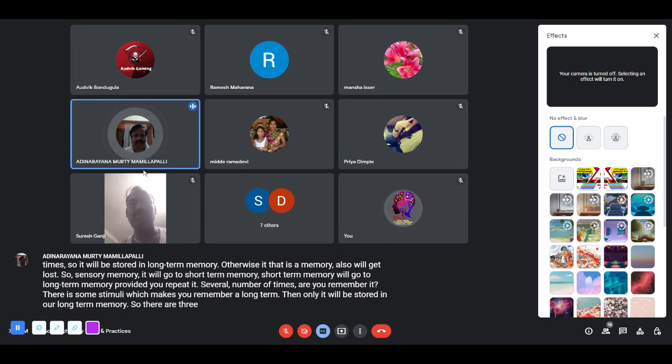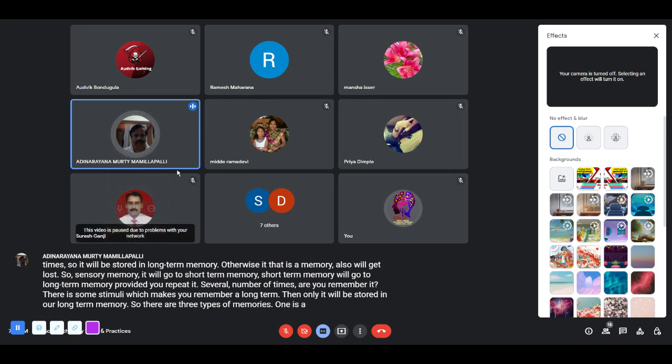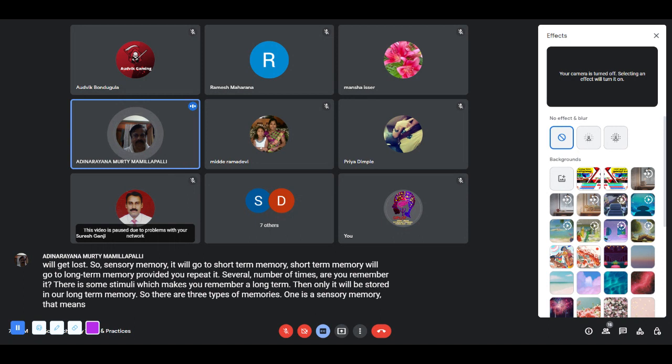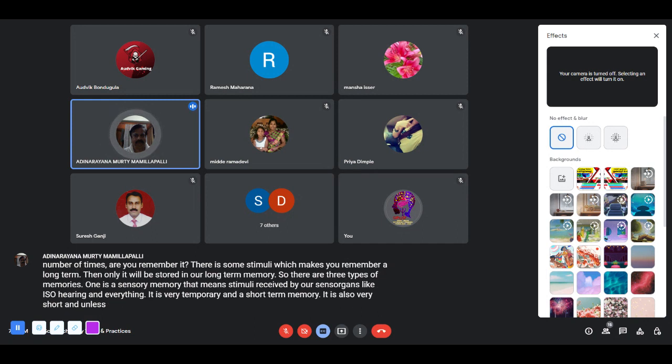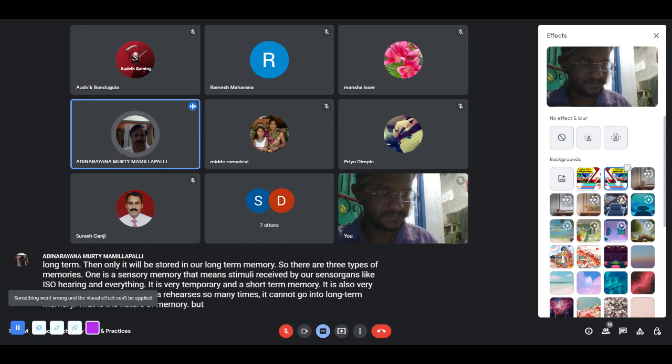So there are three types of memories. One is sensory memory, which means stimuli received by our sense organs like eyes, hearing and everything. It is very temporary. Short-term memory is also very short, and unless we repeat and rehearse it many times, it cannot go into long-term memory. That is the nature of memory.